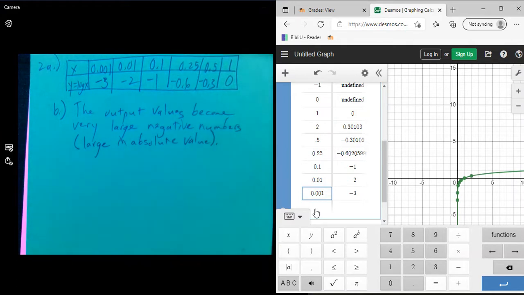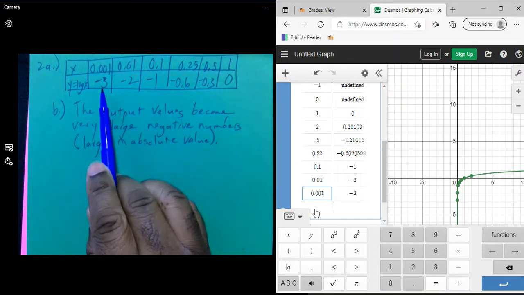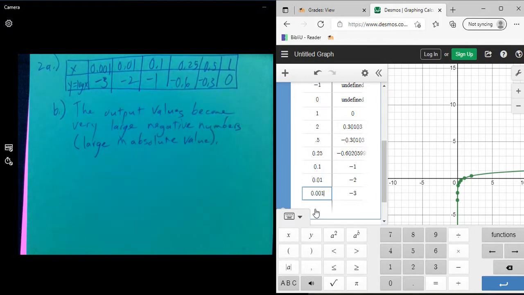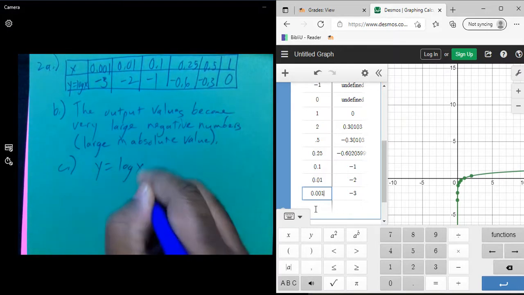So as the numbers get larger as far as negative for absolute value, like we know negative 3 absolute value is 3, which would be greater than 0, and so on. That's what I mean by that. Okay, C. It says determine the vertical asymptote of the graph of y equals log x.